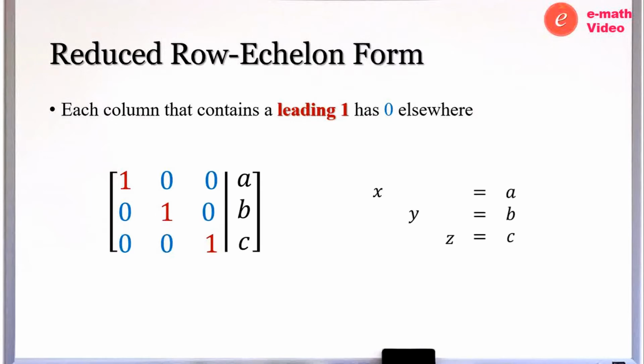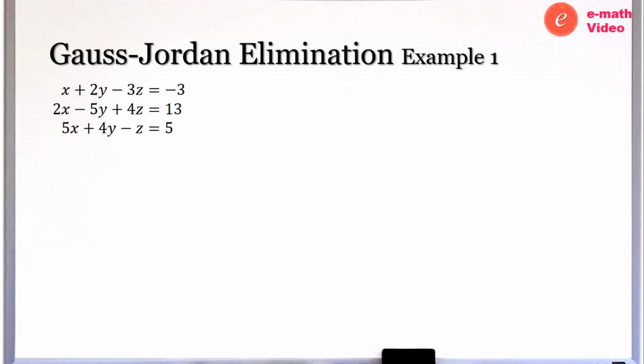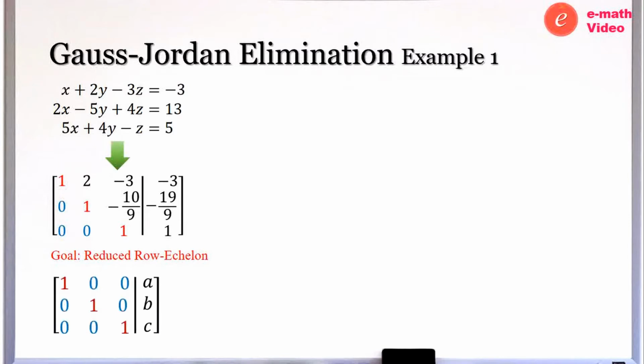Okay, let's get into the topic. Are you ready? Start off. In the demo round from the previous video, we have obtained the matrix in row echelon form. Our goal today is reduced row echelon form. All we have to do is continue to perform row equivalent operations.